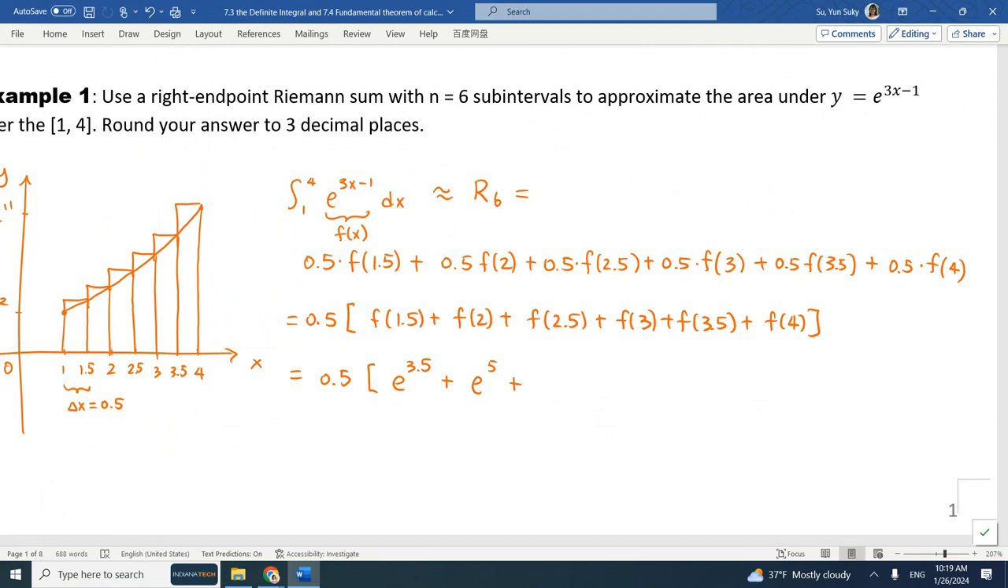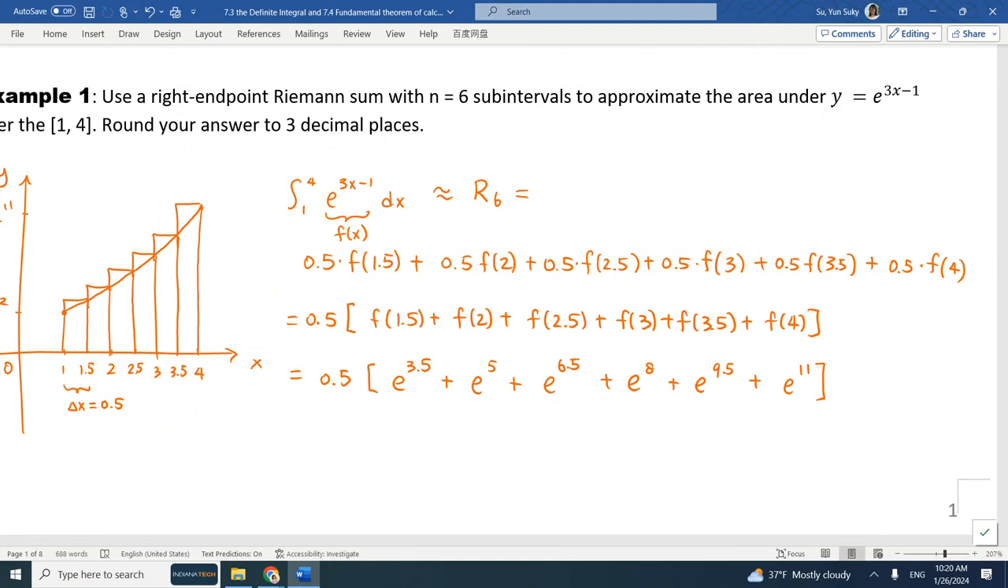2.5. What is 3 times 2.5? 7.5 minus 1. 6.5. Yes! Did you find the pattern? Every time you add 1.5 to the exponent, the next one is 8. The next one? Yeah, 9.5. Next one? Yes! Awesome! And we already know that f of 4 is e to the 11.